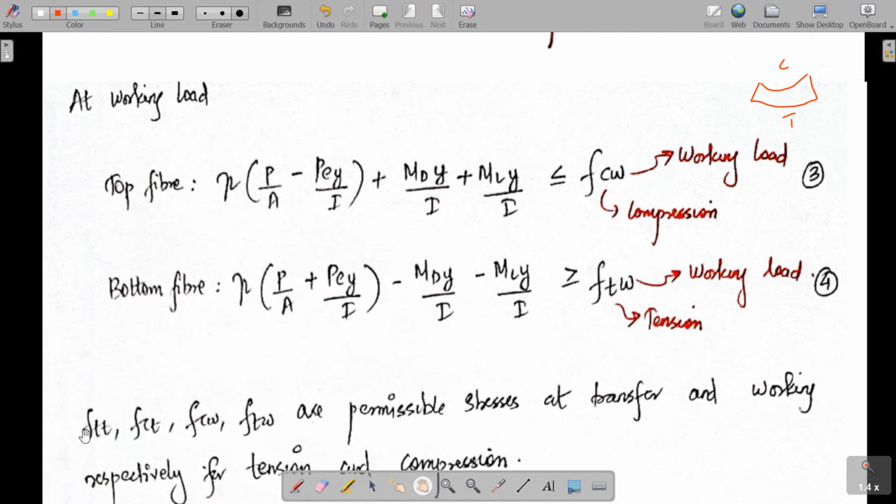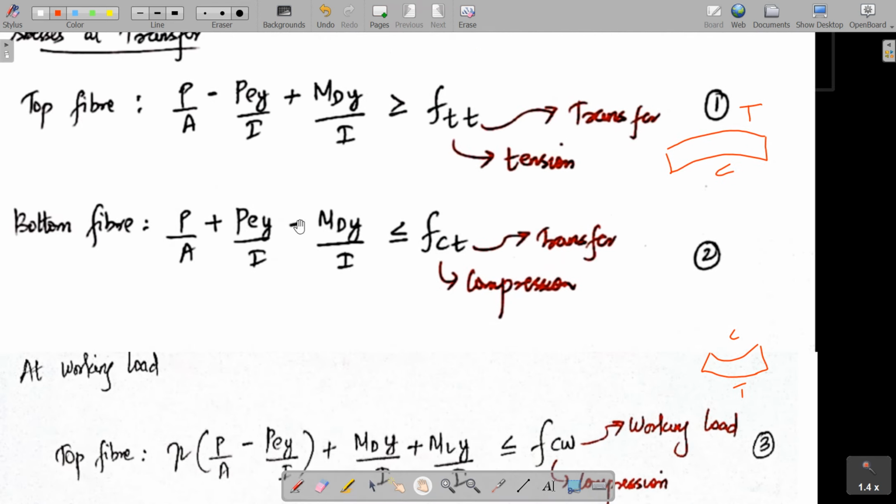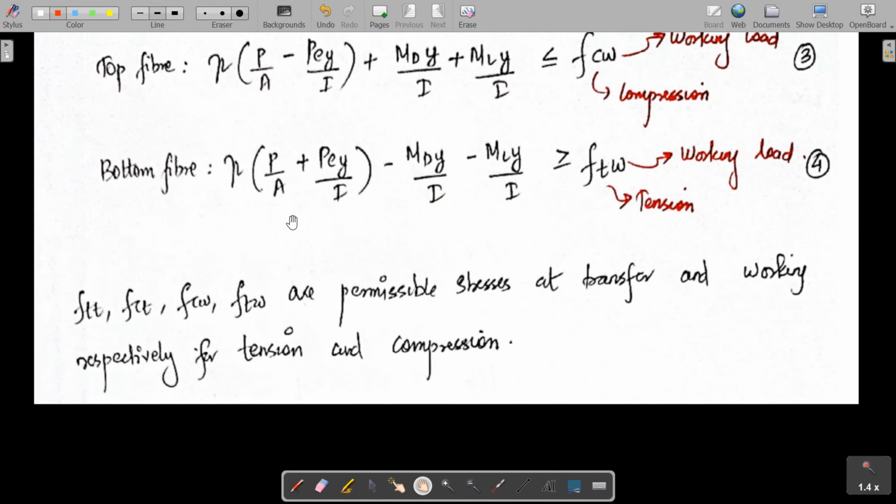You can see here the FTT, FCT, FCW and FTW are the permissible stresses at transfer and working respectively for the tension and compression. So I have called these equations 1, 2, 3, 4, the stresses at different stages. So now I will consider equation 1.